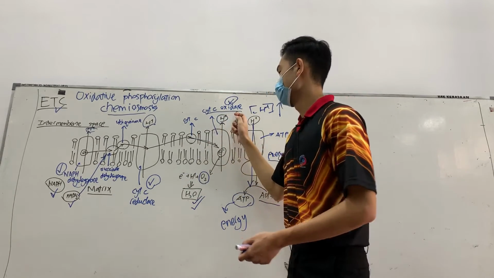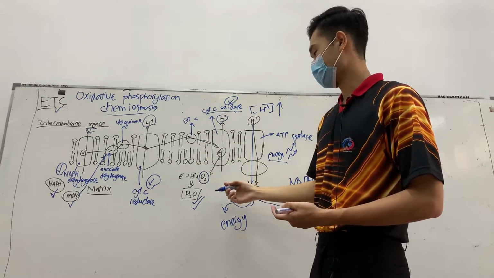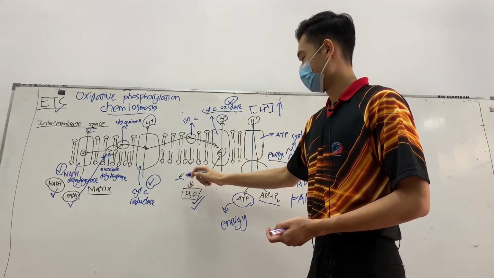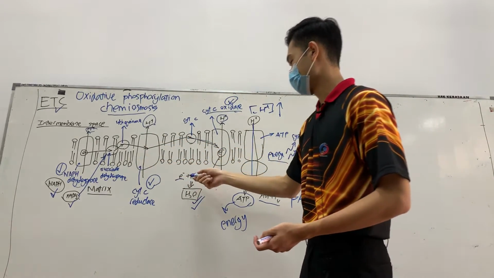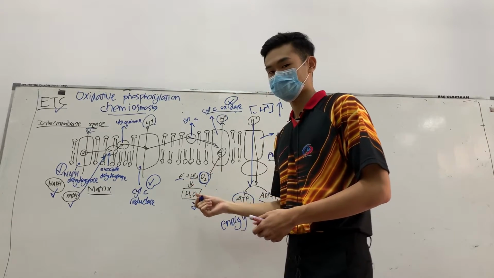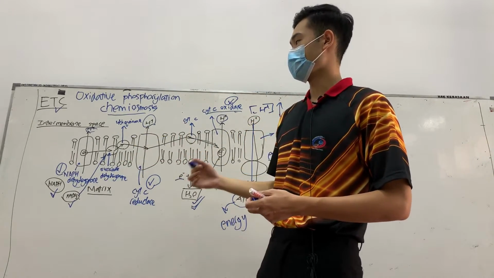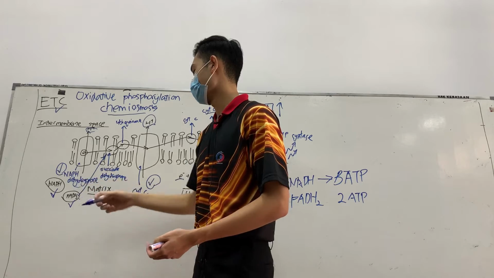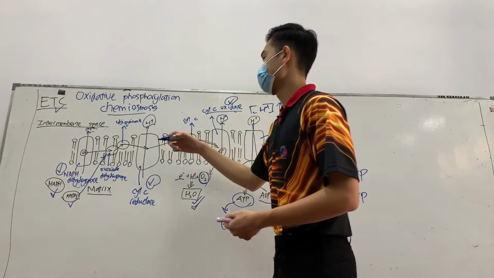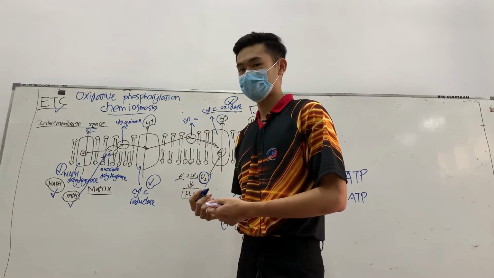However, this is not the final electron acceptor. The final electron acceptor is oxygen. So oxygen will get the electrons from NADH, plus H+ ions, and eventually will produce water. So that's the ETC part. The function of ETC is to pump hydrogen ions from the matrix to the intermembrane space. So let's pass to the next stage, which is chemiosmosis.